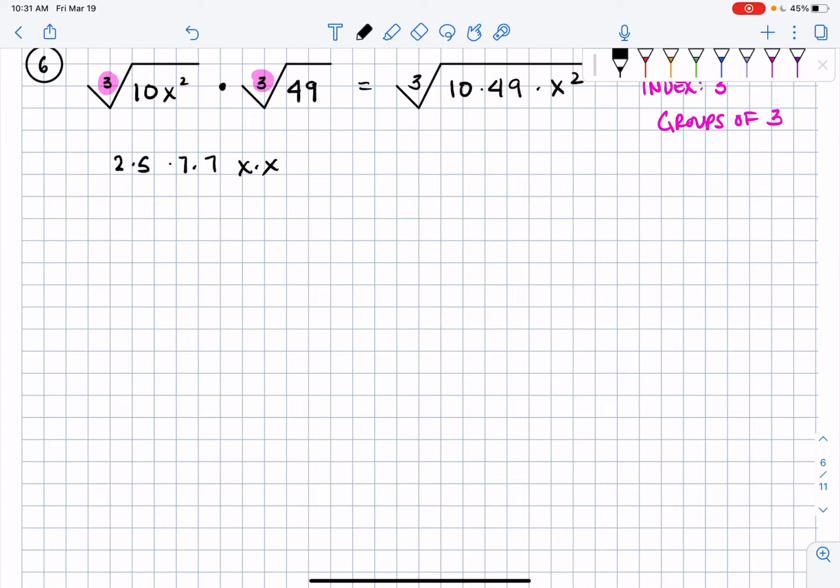All right. So you should be saying, Houston, we have a problem. But what's the problem? That this thing won't make a straight line. The problem is that I have no groups of 3, right? 2 times 5 is 10. 7 times 7 is 49. And x times x is x squared. But I want groups of 3, and there's no groups of 3. Okay, if that's the case, I forgot the 3 here. If that's the case, then this is just going to be as is.